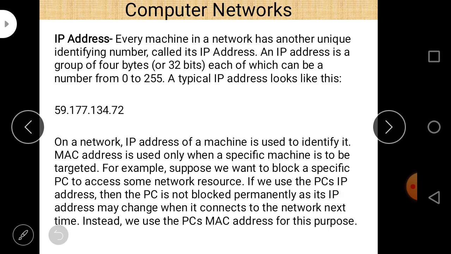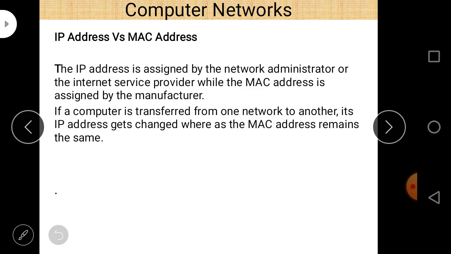And then MAC address and IP address. Always remember the difference between MAC address and IP address. One important difference is that MAC address is a physical address provided by the manufacturer of NIC, and IP address is a logical address provided by the internet service provider or by the computer network administrator. So these are the two important points regarding IP address and MAC address.